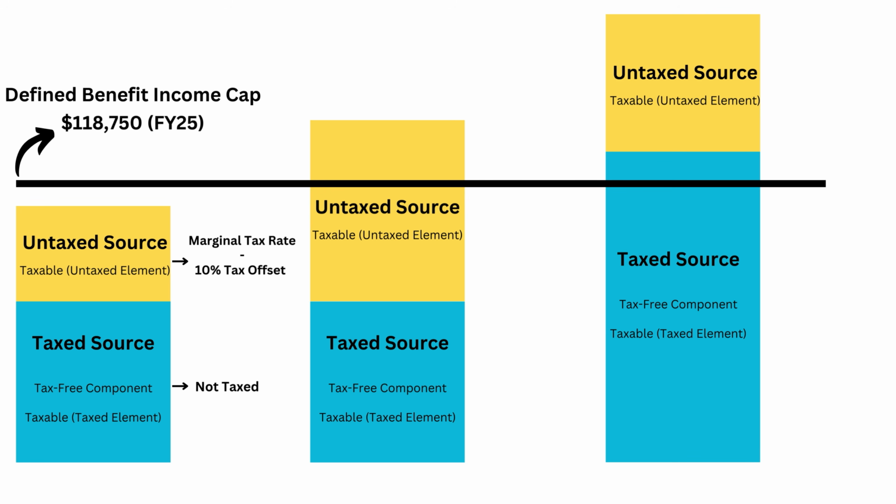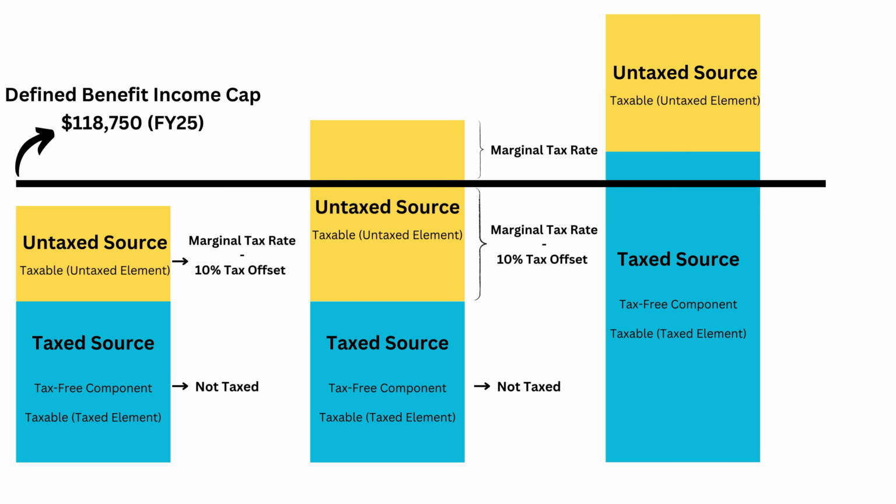In the second scenario, everything below the cap is taxed the same way as in the first scenario. The taxed source remains under the cap, so it stays tax-free. The untaxed source up to the cap is still taxed at the marginal tax rate with a 10% tax offset. However, any untaxed source above the cap does not receive the 10% tax offset. It is simply taxed at your marginal tax rate with no reductions.